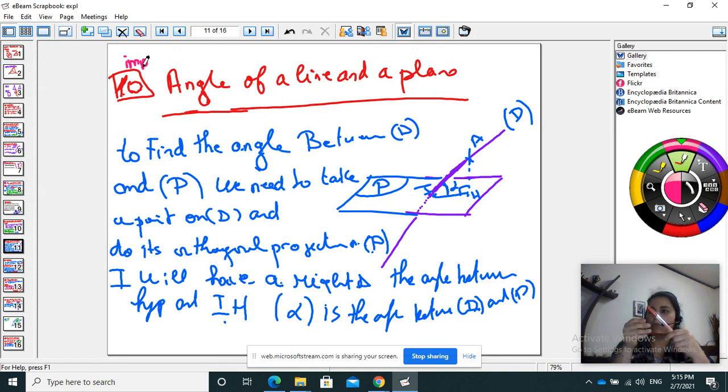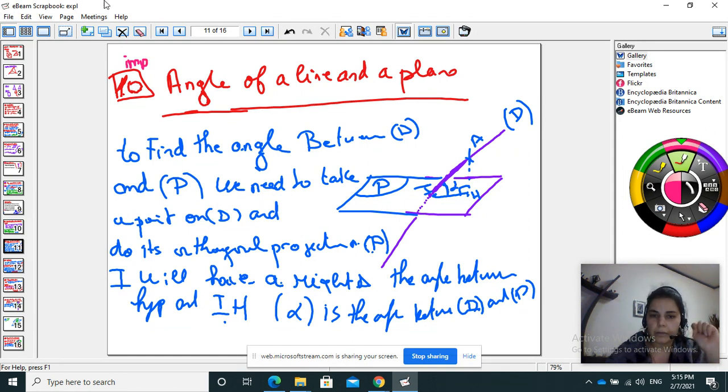To find it here I need to do sine or cosine. Surely the measurements will be given, for example this one or the hypotenuse. So the angle between the line and the plane is the angle between the line and its orthogonal projection on the plane. How are we going to do this? We will see it in the exercises and you will see it too much. Just memorize it and write the definition.